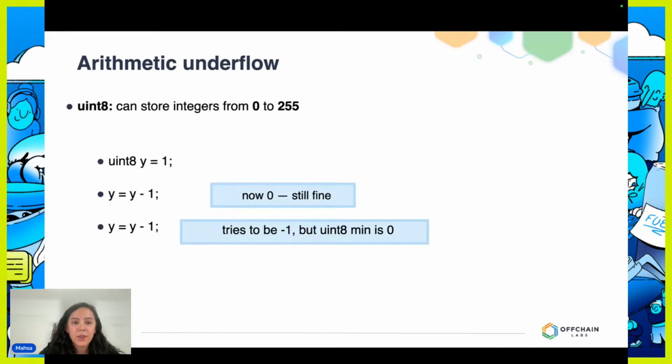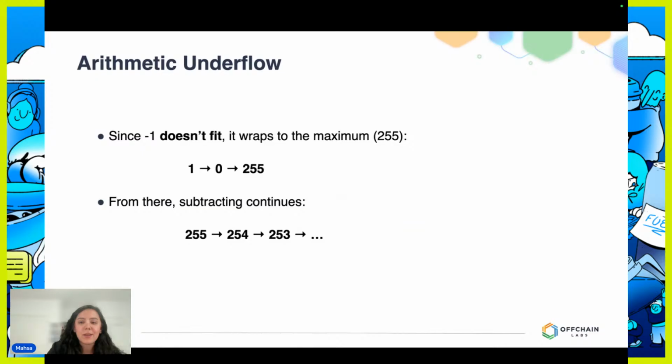And on the flip side, we have the arithmetic underflow. We use the same uint8 example that can store integers from 0 to 255. Here you have variable y. You set it to 1, and you subtract once. It's 0, the minimum, still fine. But if you subtract once more, it tries to be -1. But remember that the minimum is 0. So what happens is it wraps to the maximum, 255, and it starts subtracting from there. And again, this happens silently. This is the scary part.